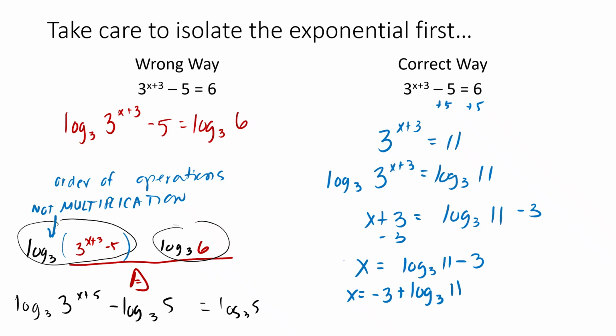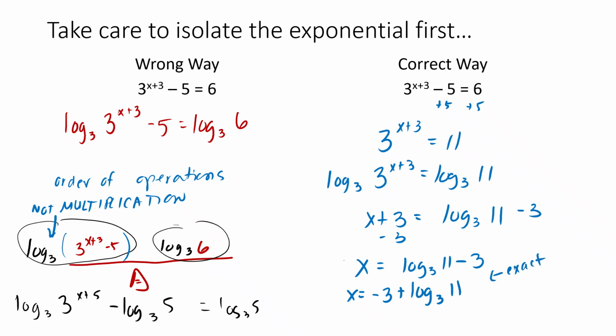And people will do that to avoid the ambiguity of, did we mean to put that in parentheses? Maybe we didn't mean to. Like, what should I do? If we just put the negative 3 out front, nobody's going to question it. Now, that right there is the exact answer.